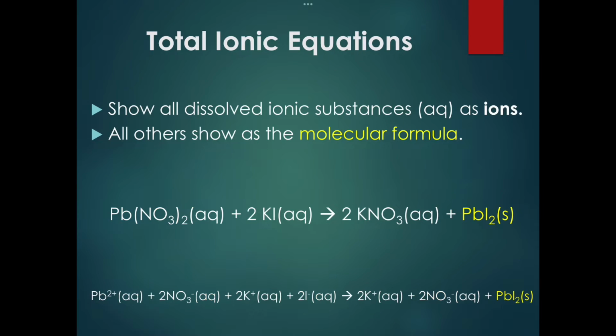All right, so on to a new type of equation. Our total ionic equation is going to show all of the dissolved ionic substances as ions, which means you are going to split apart anything that's aqueous. If it's not aqueous, then you're going to show it using the molecular formula, just like normal. So we are only going to split up things that are aqueous. So here, the first one is lead nitrate, and that's aqueous. So that means we need to split this apart.